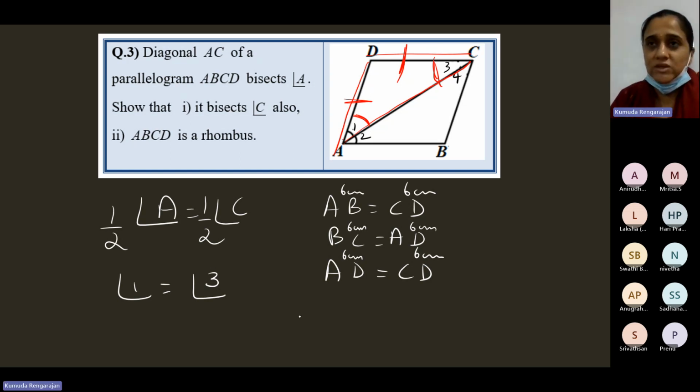When opposite sides are equal, and in that situation, if you're able to prove that one pair of adjacent sides are equal, that means all the sides are equal. So it's a rhombus.